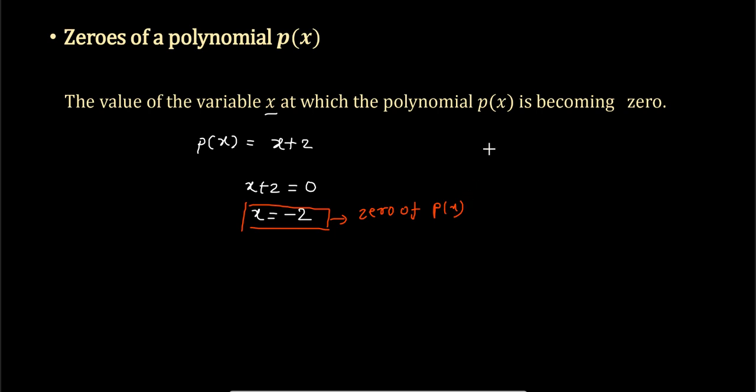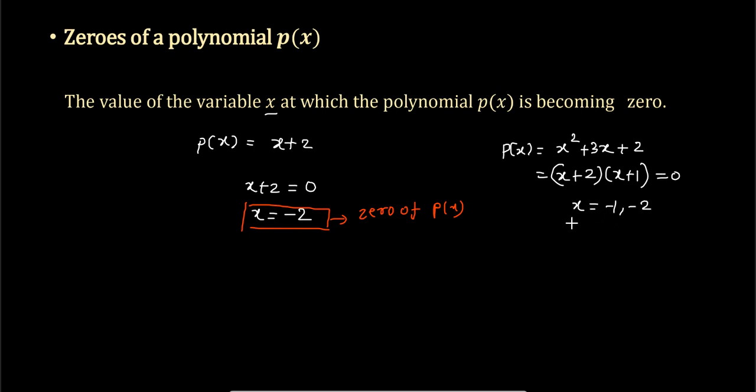Right? Let us take another example. Suppose we have p(x) equal to x square plus 3x plus 2. This may be factorized as (x plus 2) and (x plus 1). Now we have to find out the zeros, whether it is becoming 0 or not. Yes, of course, it is becoming 0 at x equal to minus 1 and minus 2. So we say that for this polynomial p(x), we have two zeros. Number one zero is minus 1 and the second zero is minus 2.